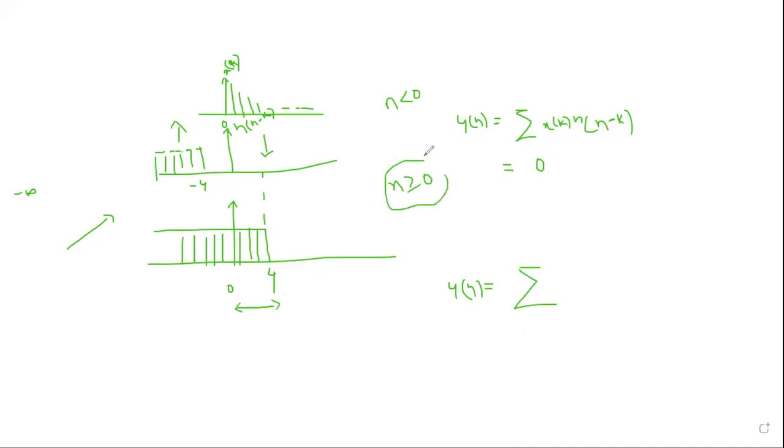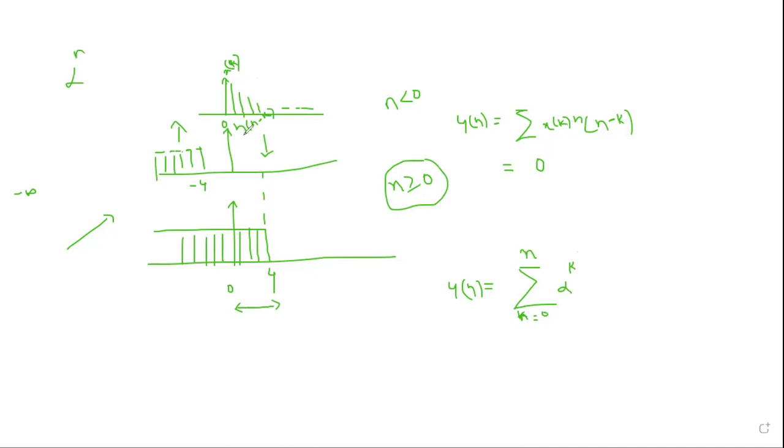Say for n greater than 0, there will be overlap from 0 to n. If n is equal to 4, there is overlap from 0 to 4. If n equals 9, there is overlap from 0 to 9. So what is x of k? X of n is alpha to the power n, right? So x of k is going to be alpha to the power k.